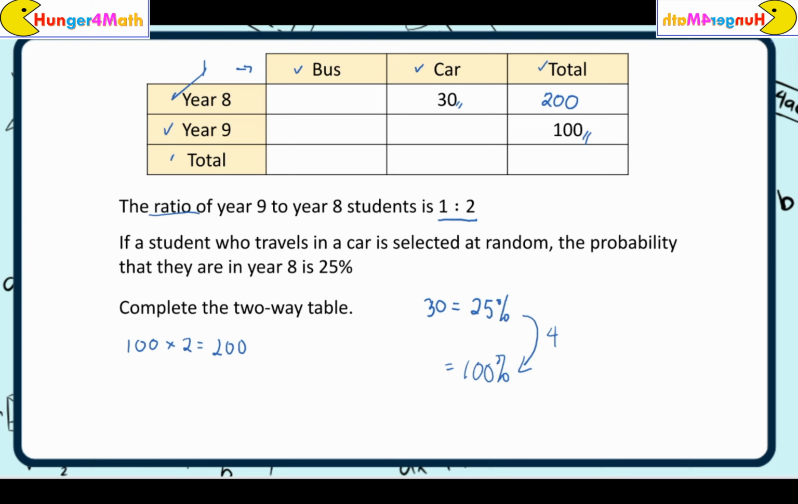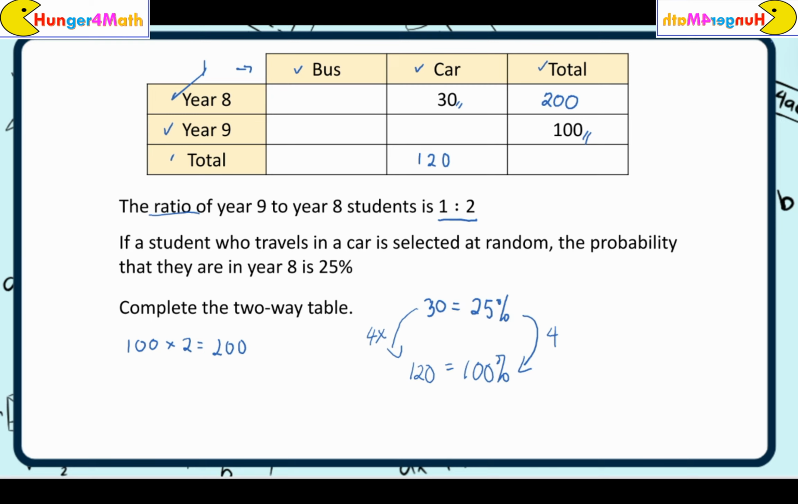And we have to do the same thing on the left side. We're going to multiply 30 times 4, and that is equal to 120. It means that there are a total of 100 students who are using a car. Now let's complete the rest.